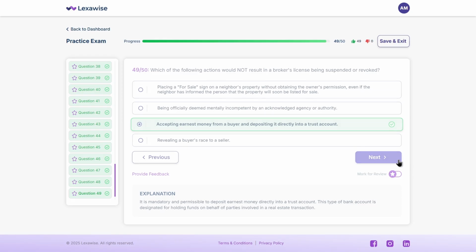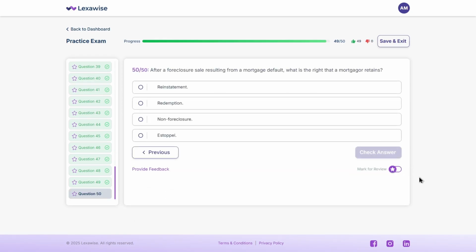Here is the last one. After a foreclosure sale resulting from a mortgage default, what is the right that a mortgagor retains? A. Reinstatement. B. Redemption. C. Non-foreclosure. D. Estoppel. Do you know the answer?